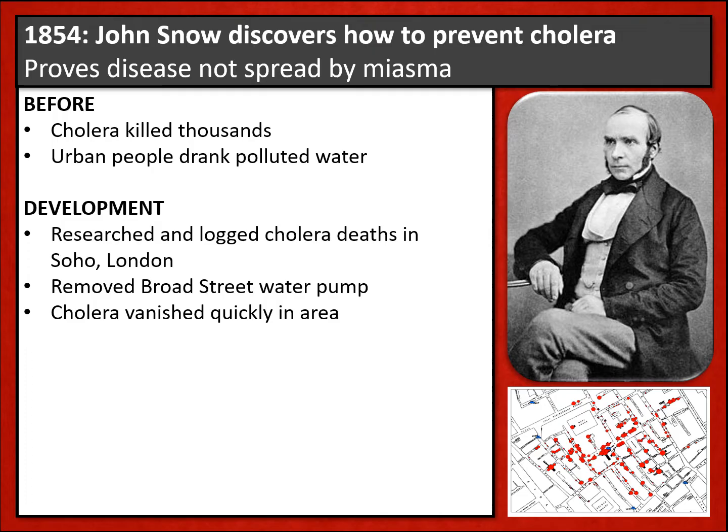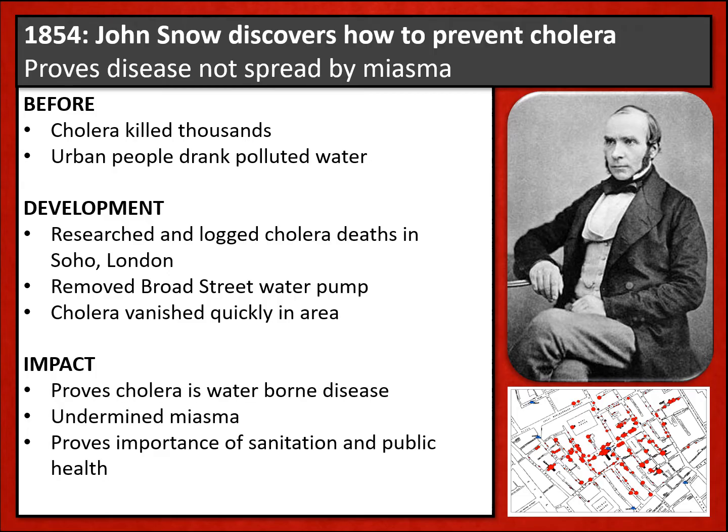So, for example, in a local workhouse there are very few deaths. In a local brewery where they were drinking their own beer rather than the water, there were very few deaths. So the idea that disease would be spread by polluted air, miasma theory, is undermined here. And when John Snow persuaded the authorities to remove the handle from the Broad Street water pump, cholera quickly vanished in the local area, thereby proving that his theory was absolutely correct.